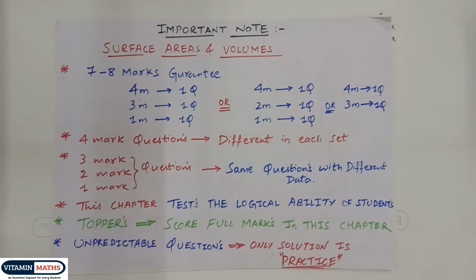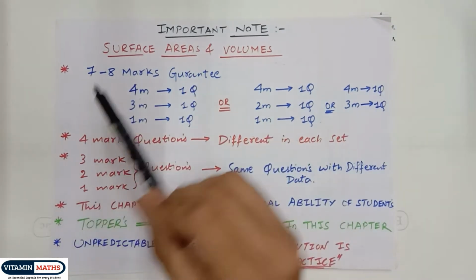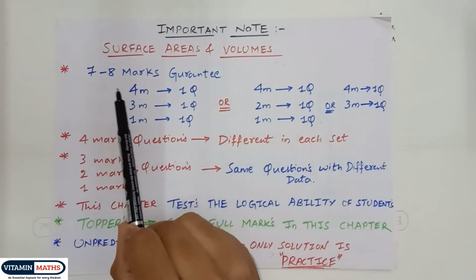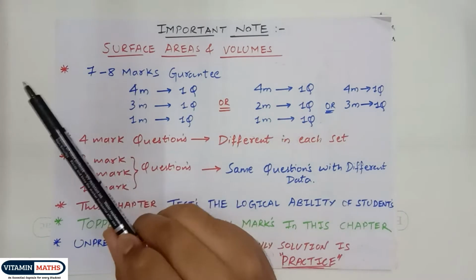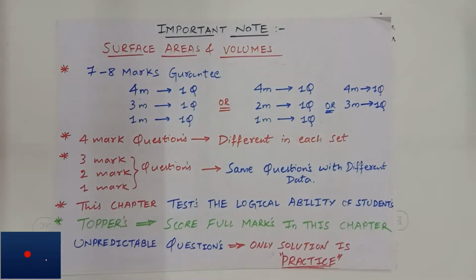Let us see some important notes before we begin the questions, and we will see previous year questions that appeared in the board exams. We will solve all types of questions: 1 mark, 2 mark, 3 marks and 4 marks questions. Surface area and volumes, you will get around 7 to 8 marks guaranteed in the board exam.